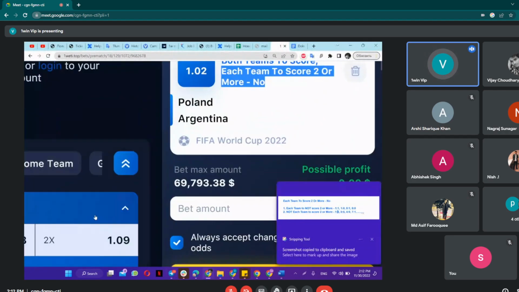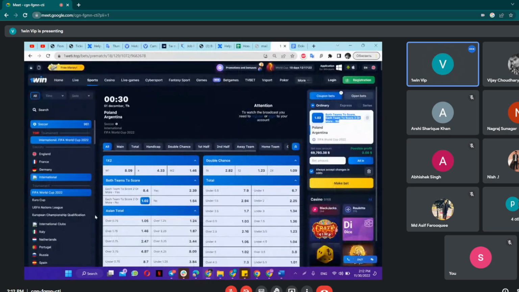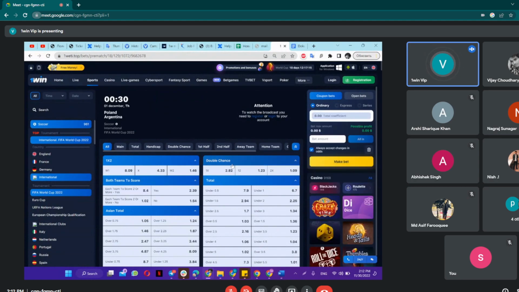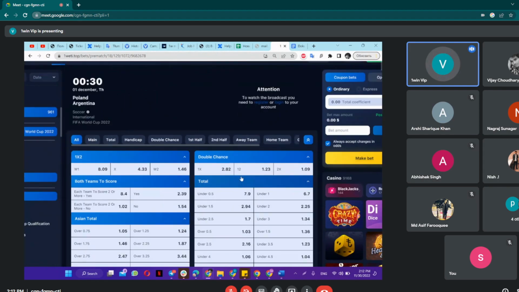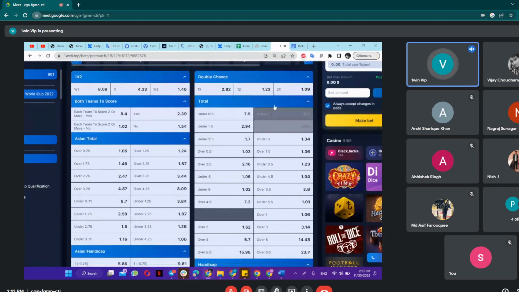Okay, and let's continue with more complicated bets. So we talked about 1x2, double chance, and both teams to score. These are the 3 main bets in most matches, especially football matches, and they will always be located on top of the list. And then let's continue with total. We have total, we have Asian total, and we have 3-way total. And I will explain what this is.